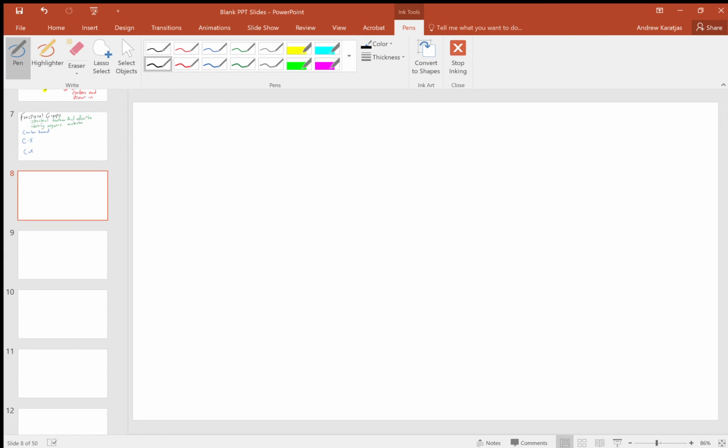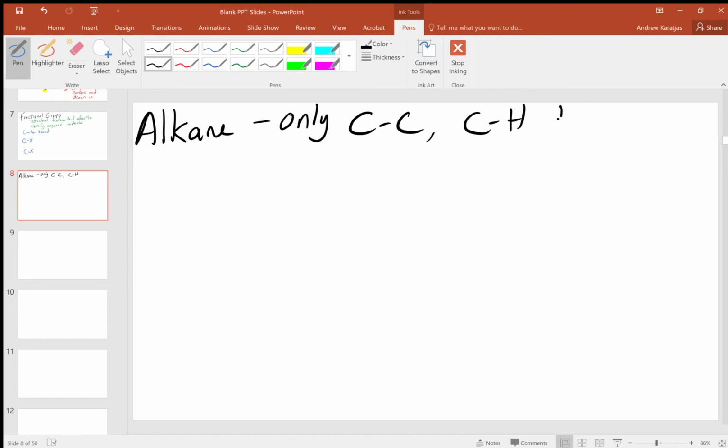So we'll start with the simplest one, known as an alkane. An alkane is a molecule that contains only carbon-carbon single bonds and carbon-hydrogen bonds. Nothing else. And this term alkane we only use in this setting.